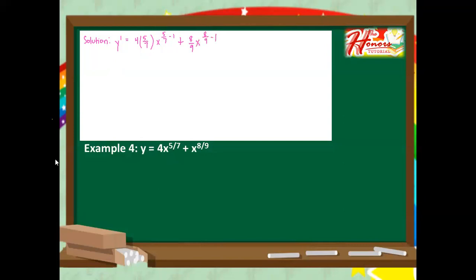So now let's continue solving. So this is y prime is equal to, let's multiply this first. This is a whole number. You can just change this into a fraction. Just put 1 in your denominator. So that's 4 times 5, it's 20 here. 1 times 7, that's 7. X raised to 5 over 7 minus 1.